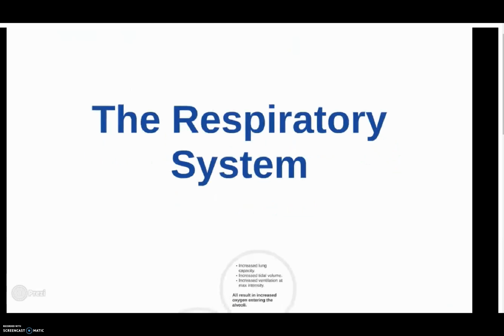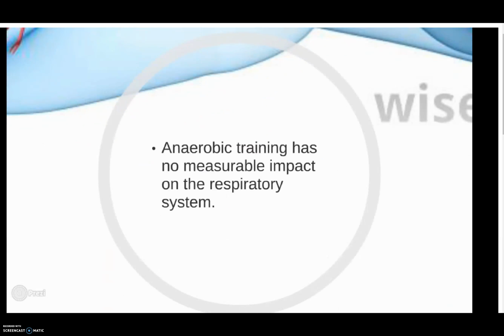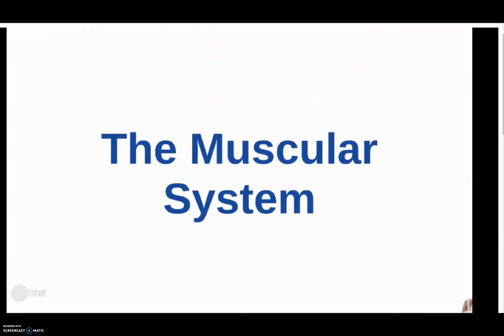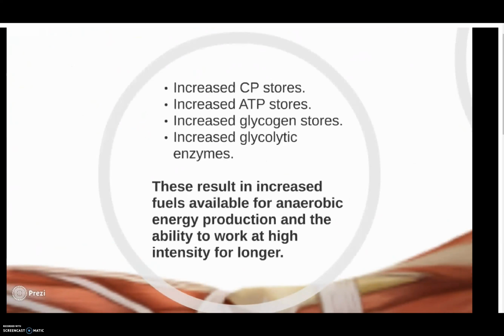If we skip to the respiratory system here, we find that there actually are no measurable impacts on the respiratory system. So anaerobic training will see little or no change in the respiratory system. The major changes occur here in the muscular system. We get a lot more stores, a lot more CP, a lot more ATP, more glycogen, and we also get more glycolytic enzymes. So that means there's more fuel available for anaerobic energy production, and we've also got more enzymes that allow us to break down that fuel, which means we can work at higher intensity for a little bit longer.